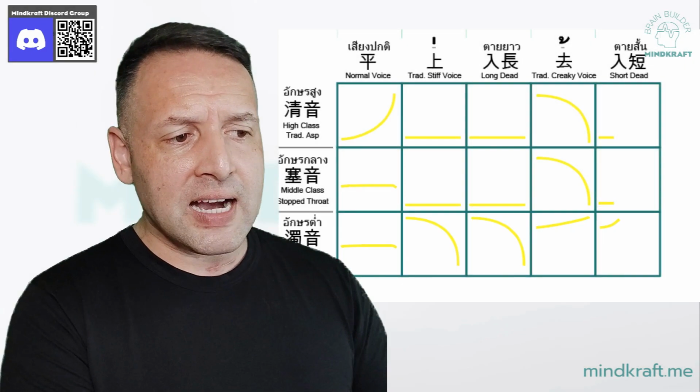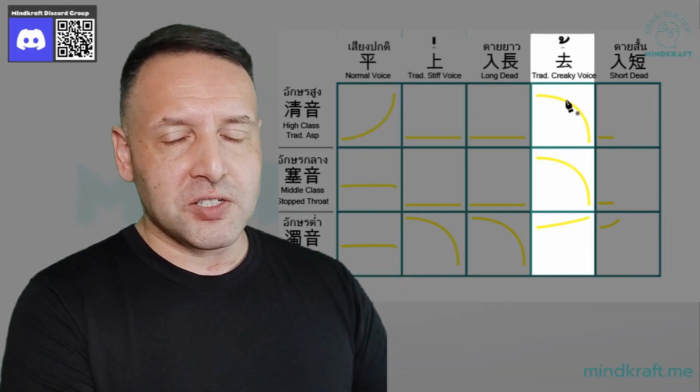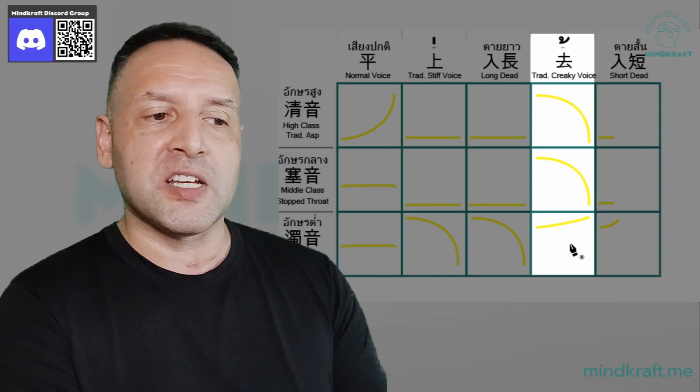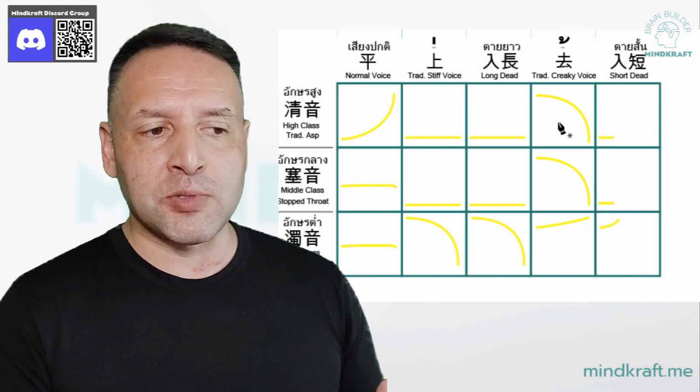So what happens in Thai, so we have normal voice, we have stiff voice, we have creaky voice, which these are original from Sukhothai maybe 800-900 years ago. And then we have what's called dead. So there are dead and alive sounds.